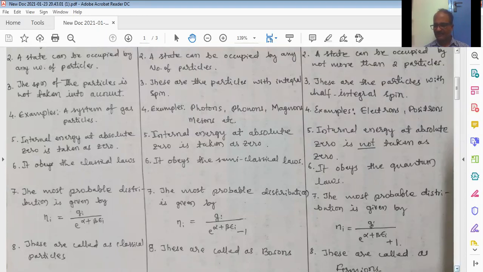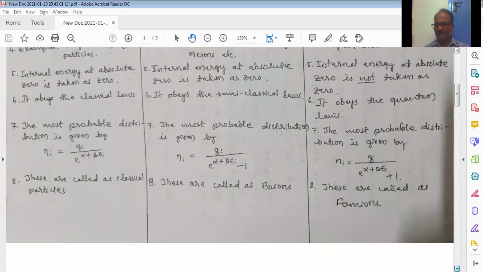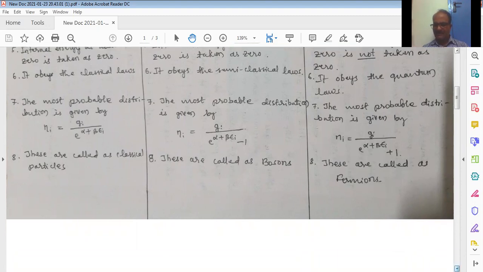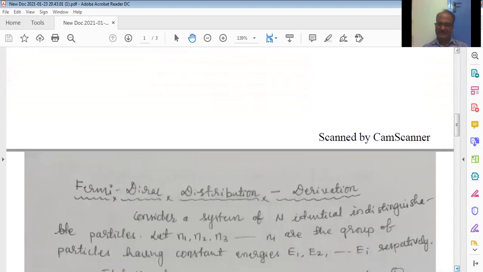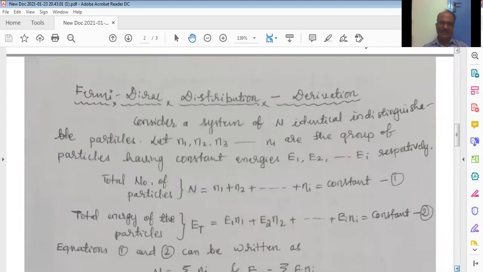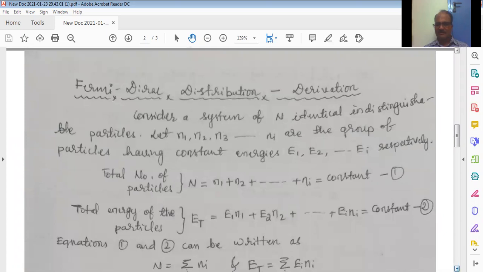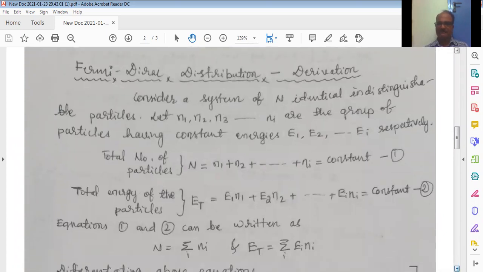The most probable distribution is given by Ni is equal to Gi divided by e raised to alpha plus beta Ei plus 1, and we are going to derive this equation in this session. All the particles which obey Fermi-Dirac statistics are called fermions. So that is the general or common name. Next, we'll come to the derivation part.